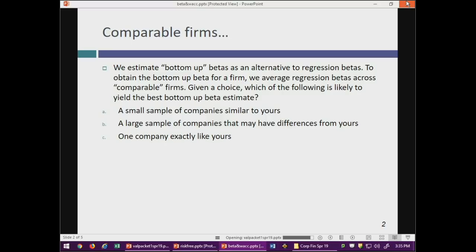You think a small sample? That was an unfair question, because when I talk about bottom-up betas and why they're better, you know what I draw on to argue for replacing a single regression beta with an average beta across companies? It's called the law of large numbers.